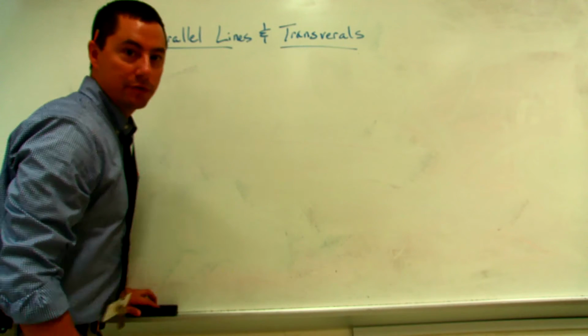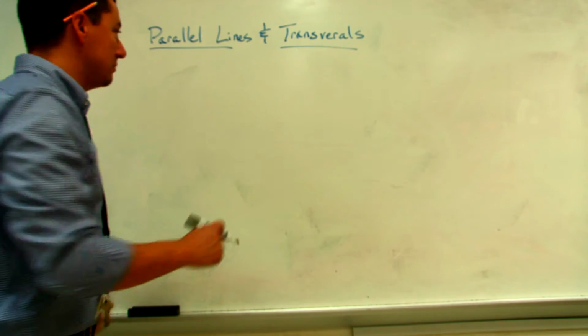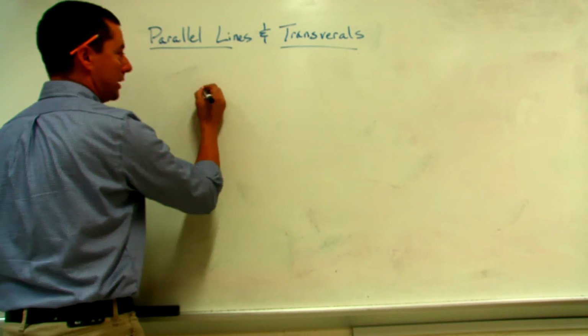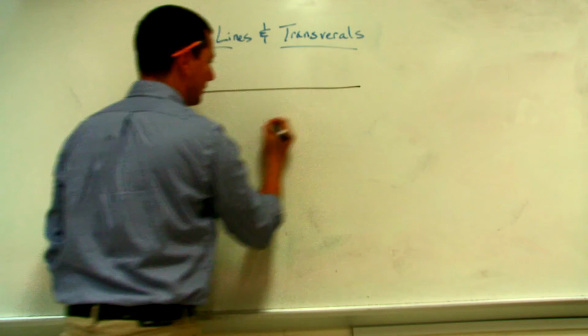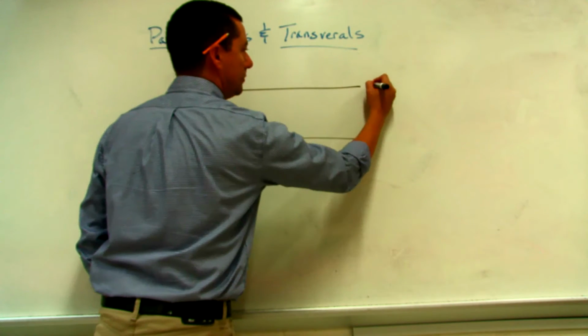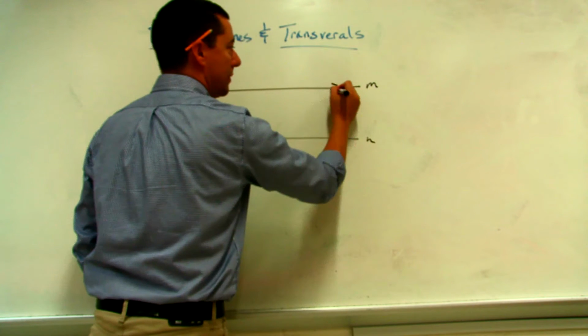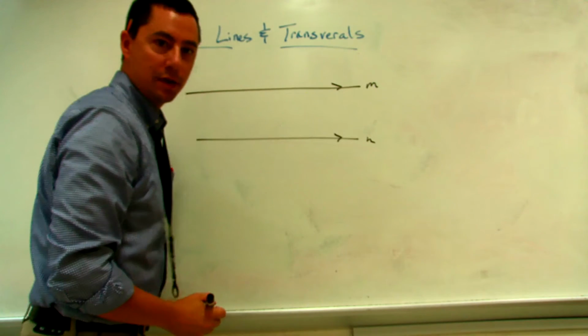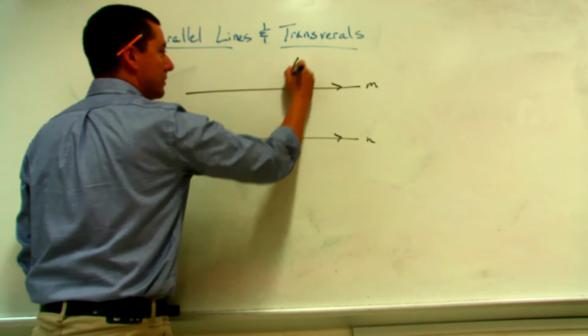Parallel lines with a transversal, some more. But this time I'm going to look at some examples. So again, I've got this situation talked about in the last video: M and N, and they're parallel. Right? Little marks tell me that they're parallel. And I've got a transversal.